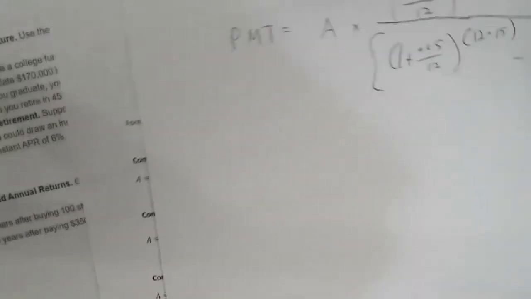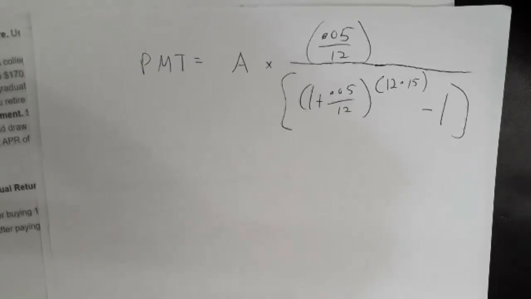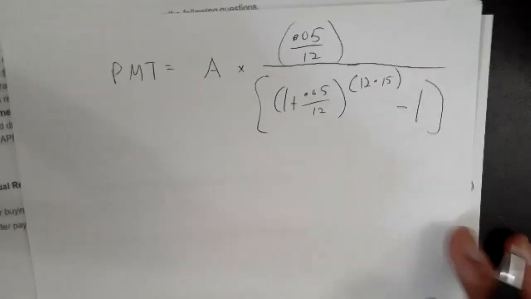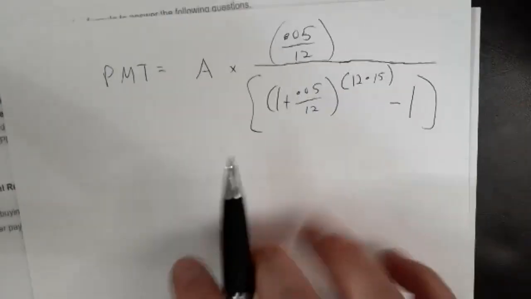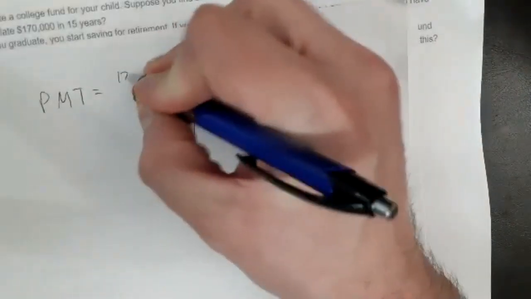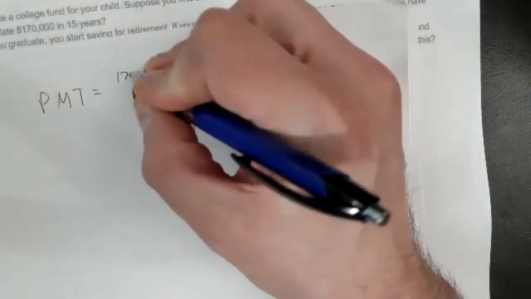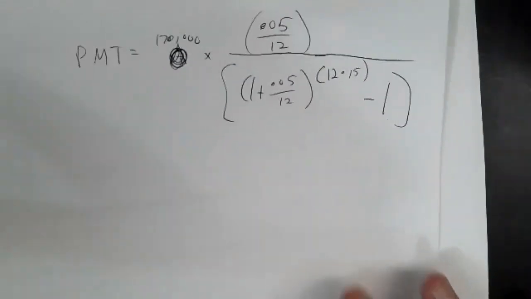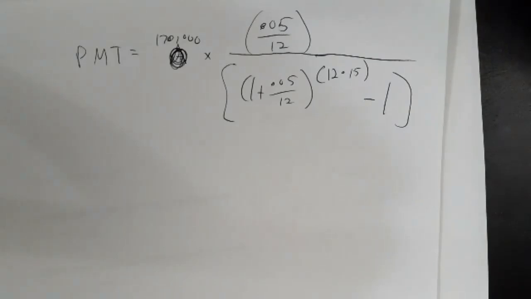Okay, so do I do the first parentheses, 1 plus 0.05 divided by 12, and then I go 12 times 15? Okay, so I missed one amount. Got to do the accumulated amount. They want 170,000, right? I should probably fill that in since I'm filling in numbers. It's already in. Okay, go ahead, Professor.